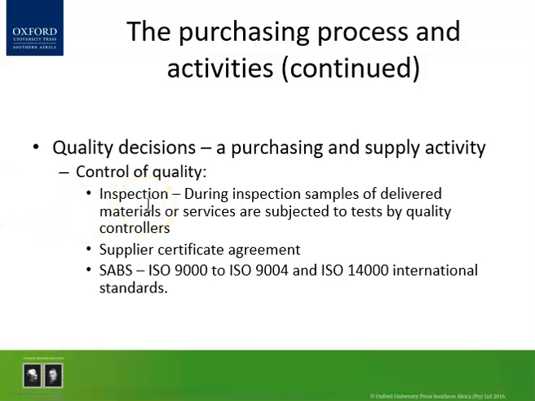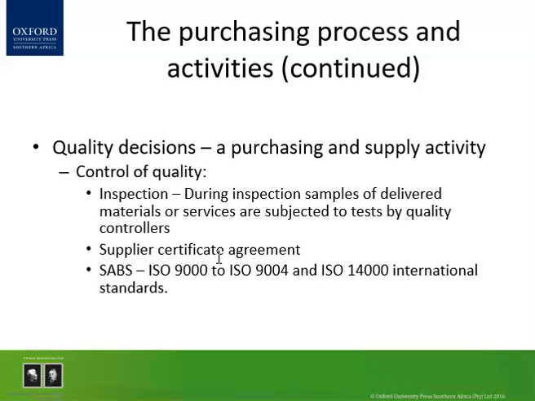To control quality, as we said in the process, there is a need for inspection to see whether what you ordered is what you received, and whether it meets the specifications that were given. Are they of the same brand that was ordered? During inspection, samples of delivered materials or services are subjected to tests by quality controllers to see if what was supplied to the organization meets the quality specifications or expectations of the organization.